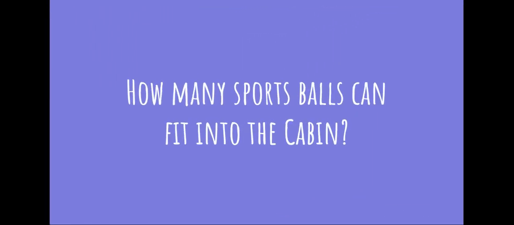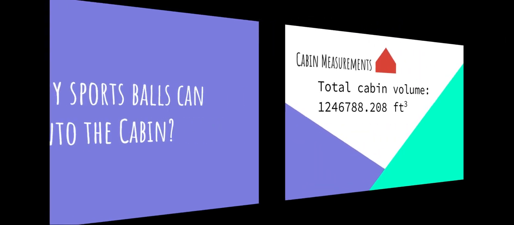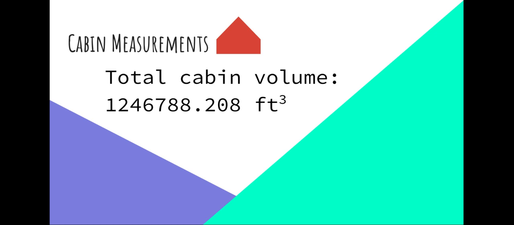Our main objective question was how many balls can we fit into the cabin? The first part of this question, obviously, is to find the volume of the cabin. Now, we had some rules that we set for ourselves when doing this. We decided that all disposable furniture would not be subtracted from the total volume of the cabin, but that permanent fixtures like the fireplace or kitchen cabinets would be subtracted from the total cabin volume.